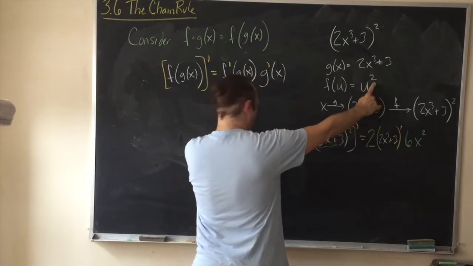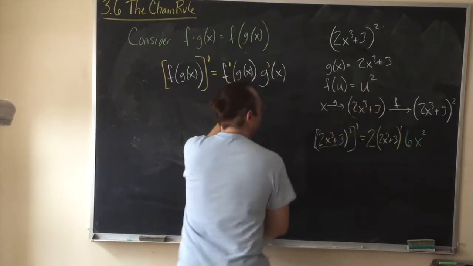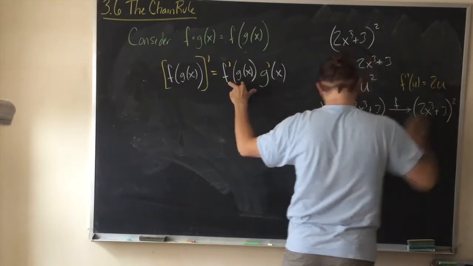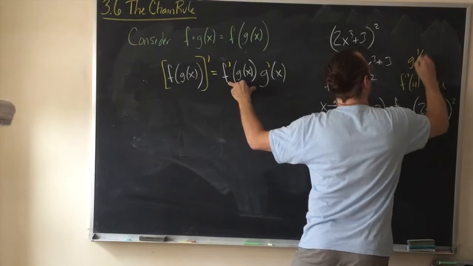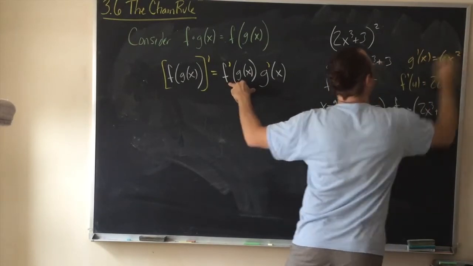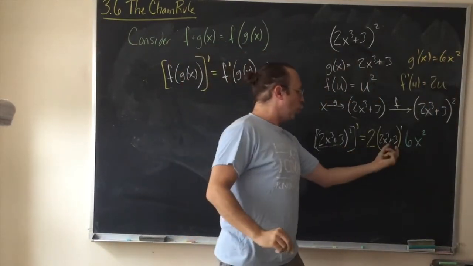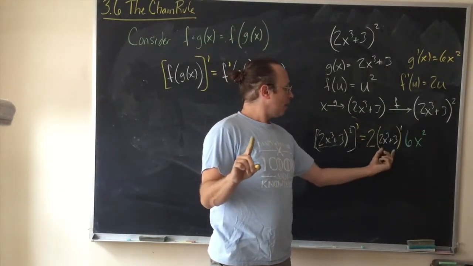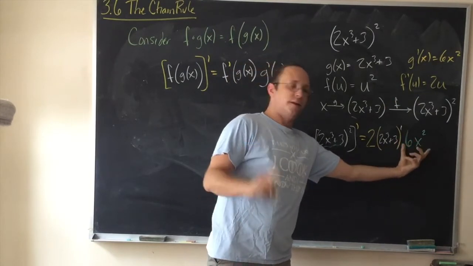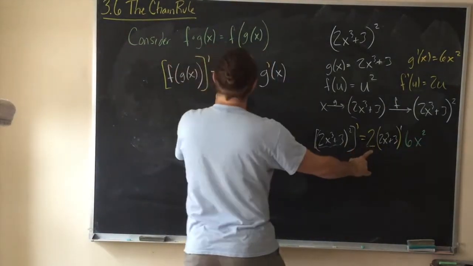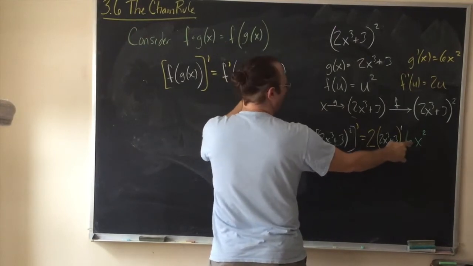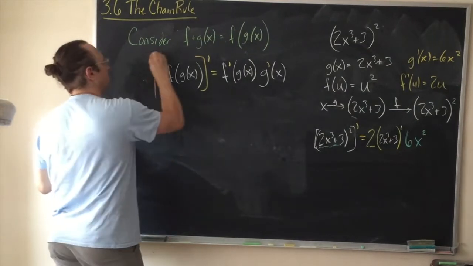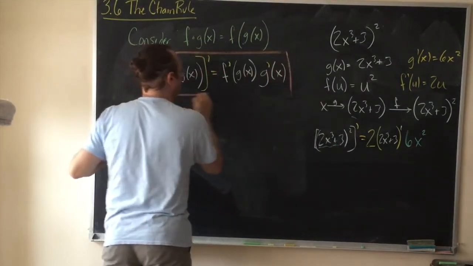The derivative of f is 2u. So I'll put it over here. f prime of u is 2u. And g prime of x is 6x squared. So notice I did 2u. I'm thinking of the g of x as being a u to the 1 power. And then I'm going to multiply that by the derivative of g. So that's f prime of g of x times g prime of x. And this is the chain rule.